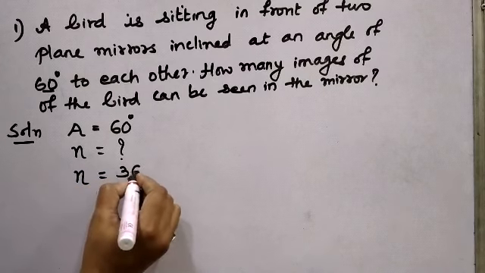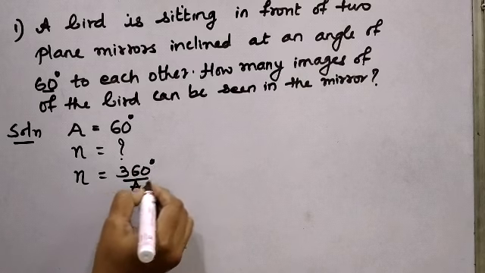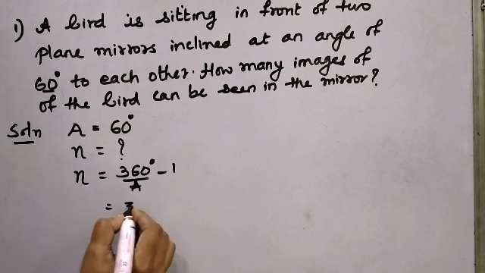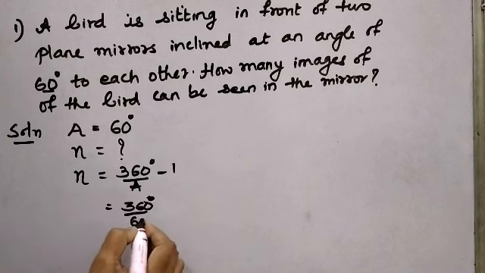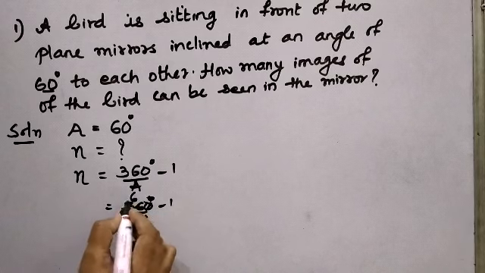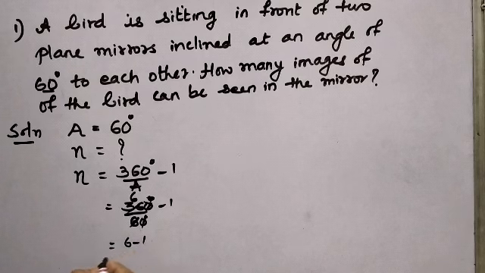N is equal to 360 degree upon A minus 1, which is equal to 360 degree upon 60 degree minus 1. So 0 0 will get cancelled, degree will get cancelled, 6 6 are 36, 6 minus 1, the number of images that can be seen in the two mirrors kept inclined at an angle of 60 degree from each other is equal to 5. That is, 5 images of the bird can be formed in two plane mirrors inclined at an angle of 60 degree to each other.